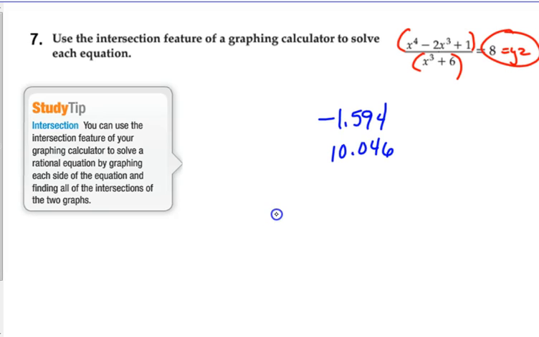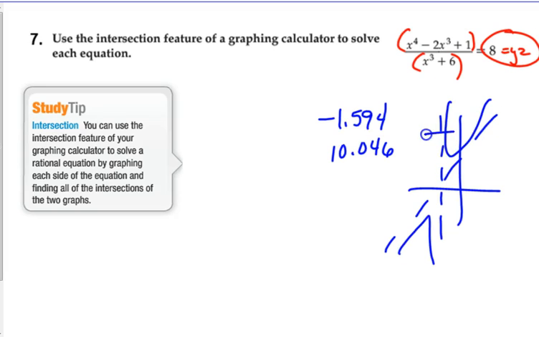I could try to widen my window to like negative 50 to 50 and make sure there isn't another intersection point, but I'm pretty sure there's not. It's approaching an oblique asymptote here, because if we divided those out, we'd have a degree 1 on the top. So it's some kind of slant asymptote. So there's a vertical asymptote and a slant asymptote. So there's a piece of the graph here and a piece down here. So the only time it's going to hit 8 is those two places. All right. So this is the assignment on solving rational equations.